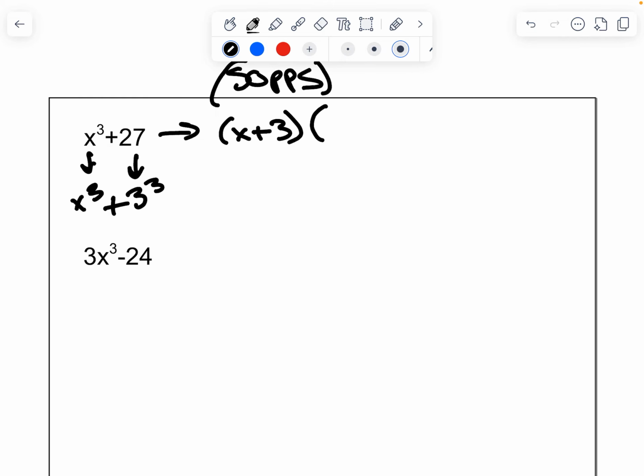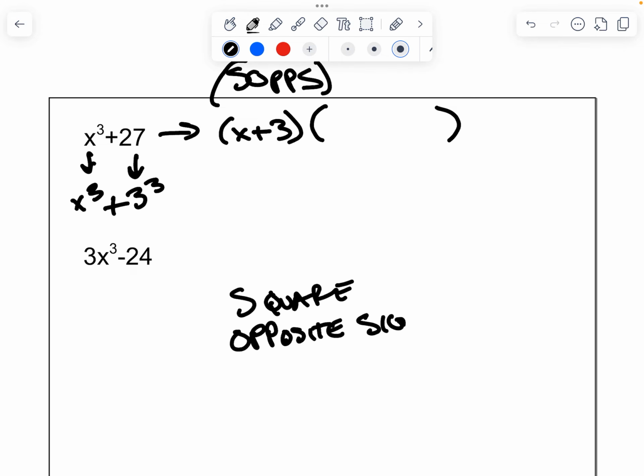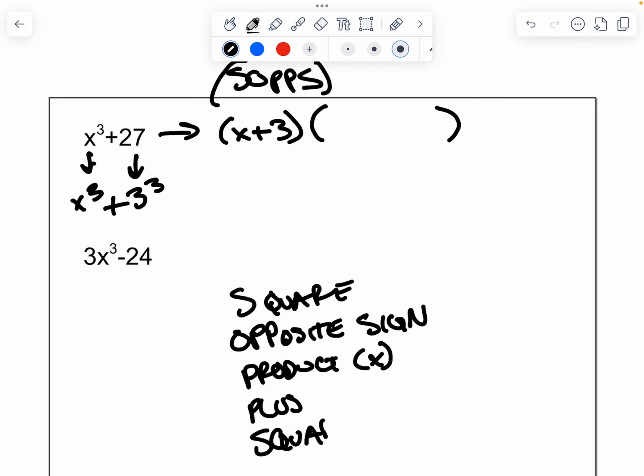To get the next factor, though, you're going to have to use this acronym SOPS, which is square, opposite sign, product, which means multiply, plus, square. Notice the first letters of each of those spell out SOPS, and that's why I have SOPS as the name of this strategy. All right, the way you do this, you just work left to right.